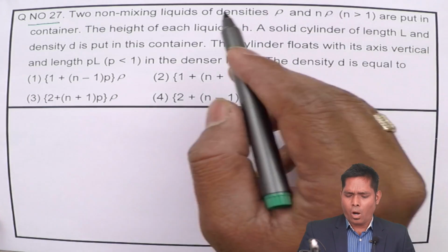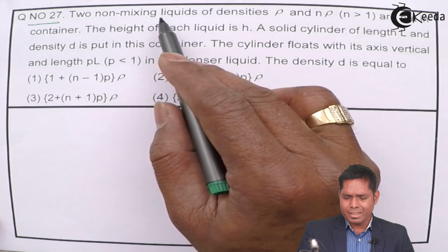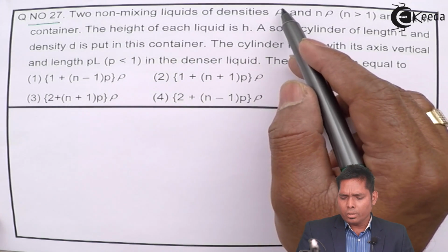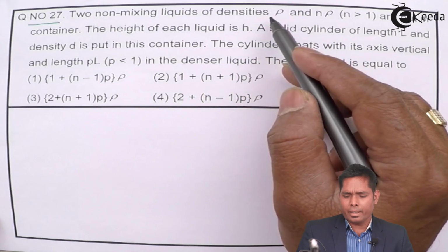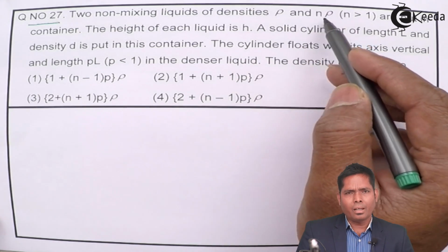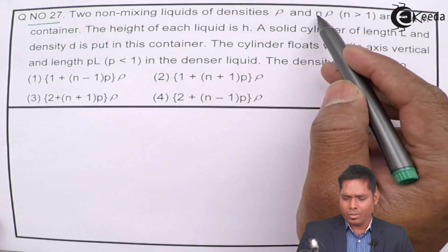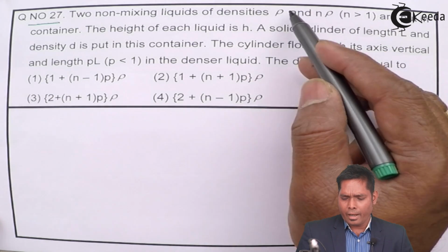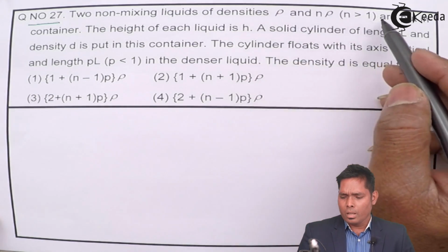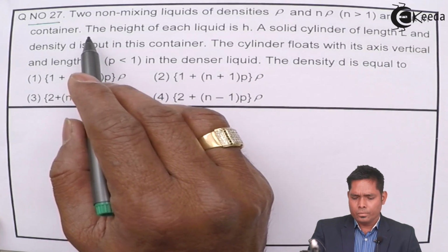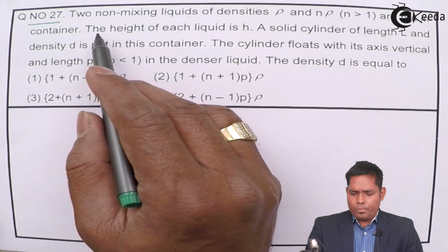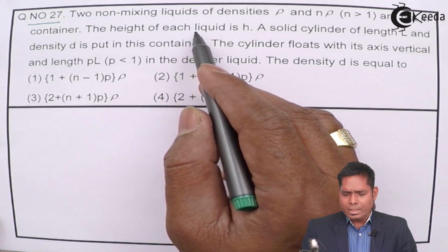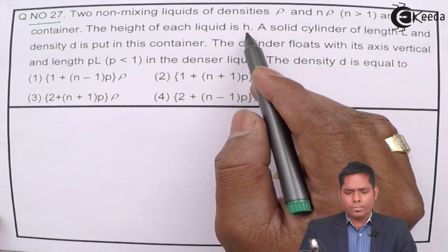That means out of these two non-mixing liquids, this one has lower density and this one has higher density, n times rho. n is greater than 1, so this is higher and this density is lower. They are put in a container. In a container, the height of each liquid is h.